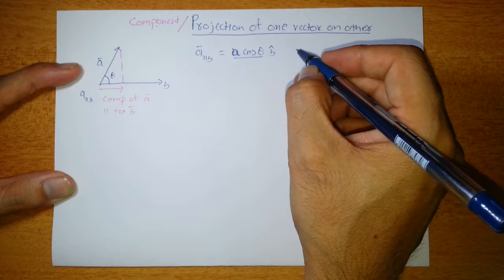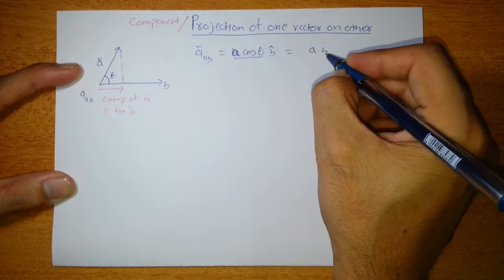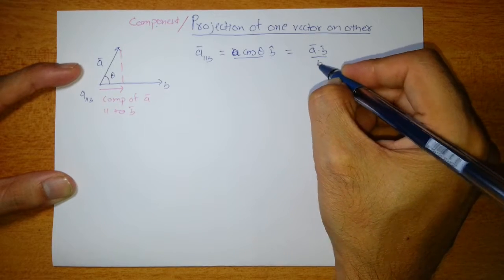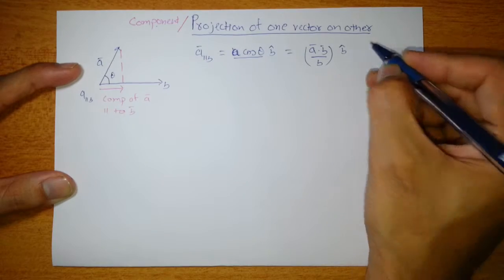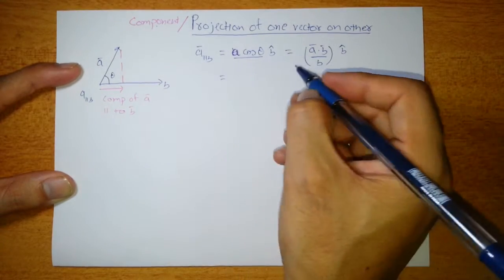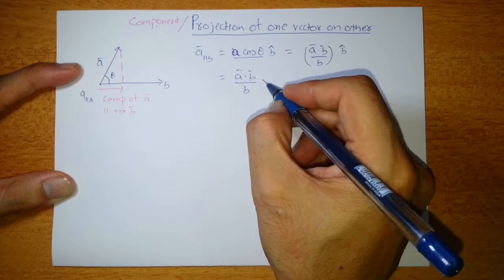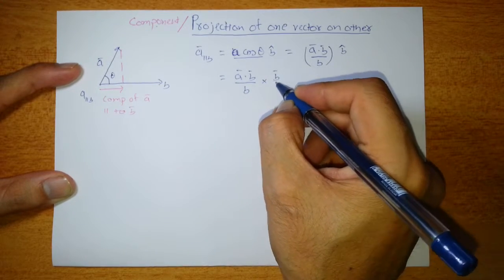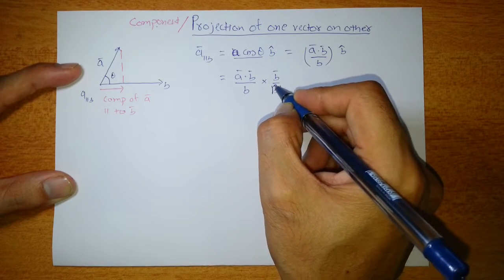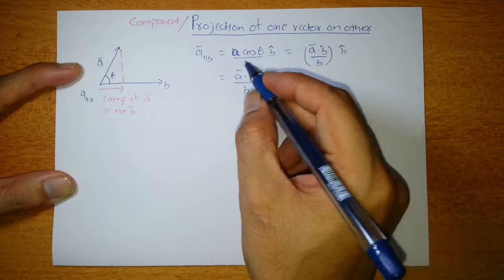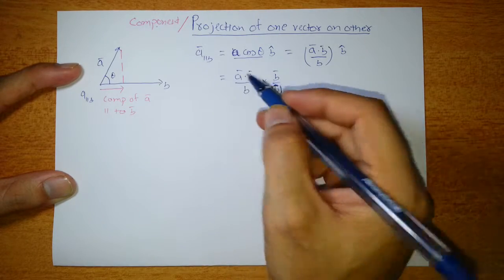We already know from the dot product that A cos theta is nothing but A dot B divided by the magnitude of B. So it will be A cos theta and B cap. So we can easily say A dot B divided by magnitude of B, and B cap can also be written as B vector by magnitude of B. So this is nothing but the projection of A on B, or the component of A parallel to B.